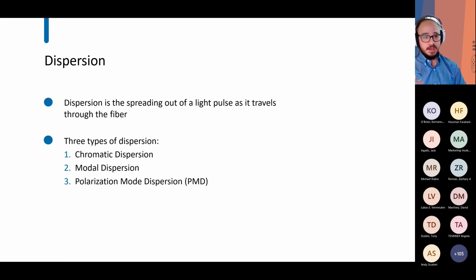Another topic we quickly touched on earlier was dispersion, and dispersion is the spreading out of light pulses. And the three main types of that are chromatic, modal, and then polarization mode dispersion.